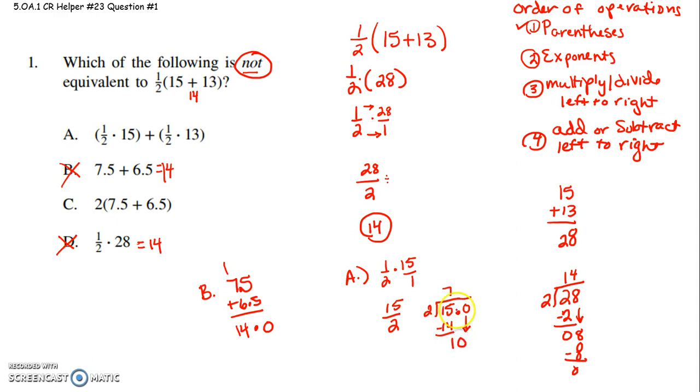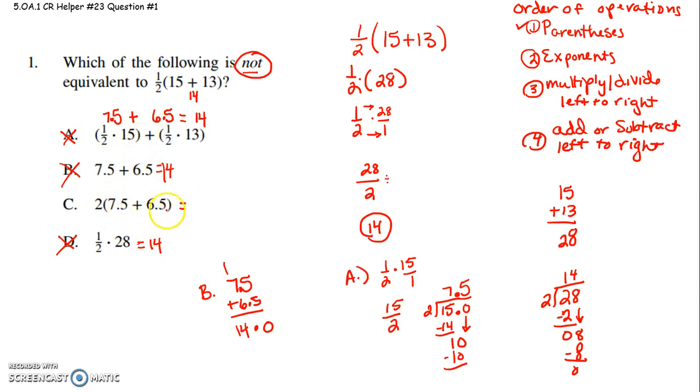Drag down a 0. Make sure that decimal point is up there. 2 goes into 10 5 times. 5 times 2 is 10. Zeroes out. So guess what half of 15 is? That's 7.5, plus half of 13 will actually be 6.5. And you can long divide the same way I long divided it right here. Guess what 7.5 plus 6.5 is? Oh, that's 14. We're looking for the one not equivalent to 14.